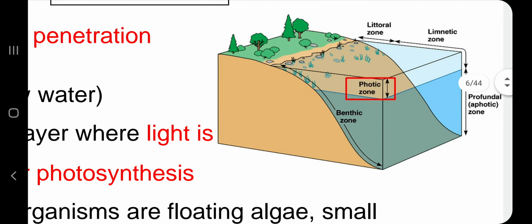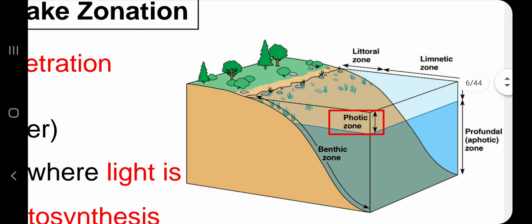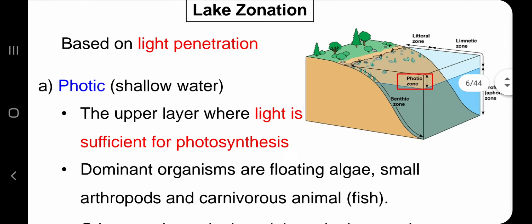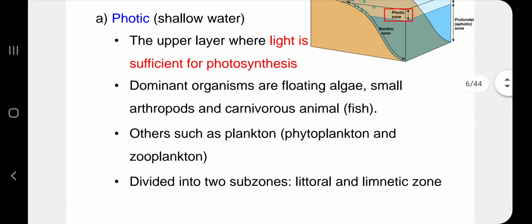So if we can zoom in on the upper right here, so photic zone is here, means that if you look at the region, it has light which is sufficient for photosynthesis, and inside the photic zone actually we divide into two subzones, which is littoral and limnetic. So littoral zone is near to the shore, limnetic zone is far away from the shore. Okay, but both regions, littoral and limnetic, have light which is sufficient for photosynthesis. Okay, that is photic zone based on light penetration.